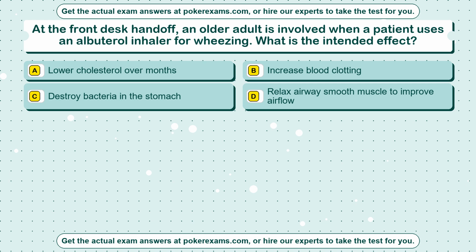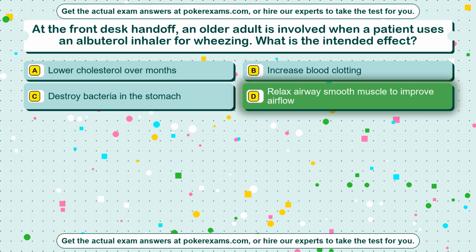Question 28. At the front desk handoff, an older adult is involved when a patient uses an albuterol inhaler for wheezing. What is the intended effect? Option A, lower cholesterol over months. Option B, increase blood clotting. Option C, destroy bacteria in the stomach. Option D, relax airway smooth muscle to improve airflow.